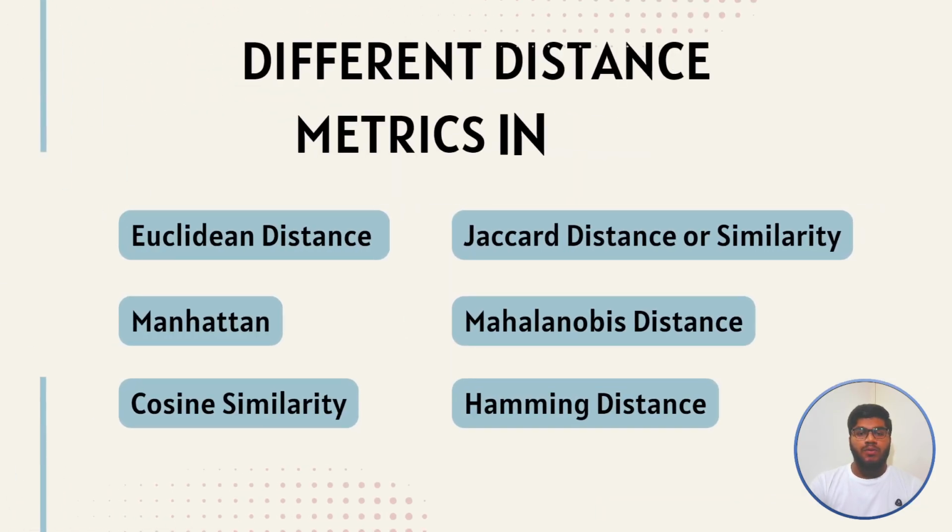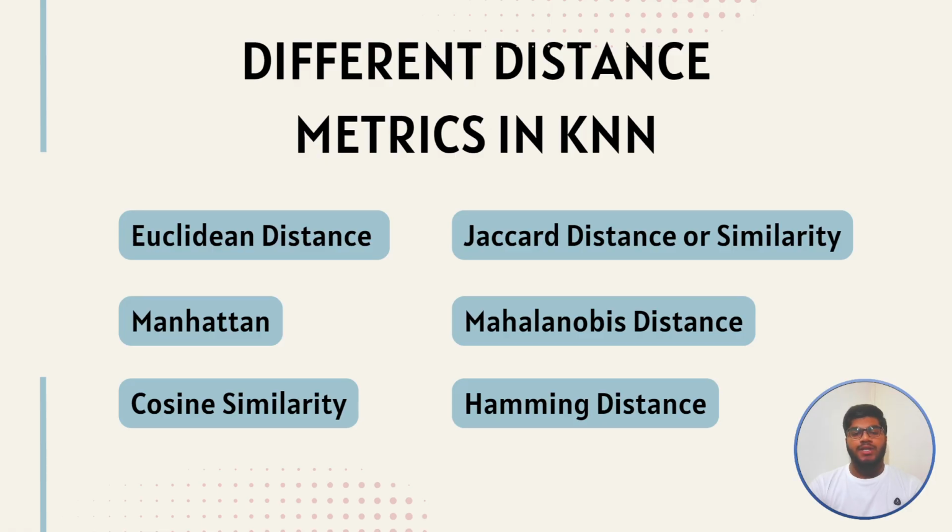And now let us see the different distance metrics that we use in the k nearest neighbors algorithm. Here we have taken the six major distance metrics. The first, common and major one is the Euclidean distance, the second is the Manhattan distance, and the third is the cosine similarity. The fourth is the Jaccard distance, which is also called the similarity distance metric, the fifth is the Mahalanobis distance, and last is the Hamming distance. These are the six major distance metrics which we use in the k nearest neighbor algorithm.